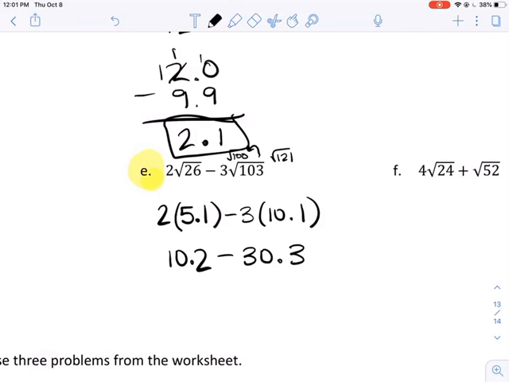And this answer is going to end up negative. Here's the nifty trick you can do. Make it negative and then subtract the other way around with the positive numbers. That's how I do it, and it ends up a little prettier. Okay, and I get negative 20.1.